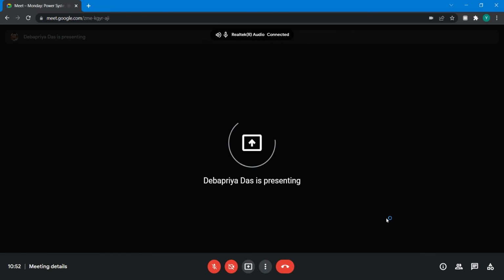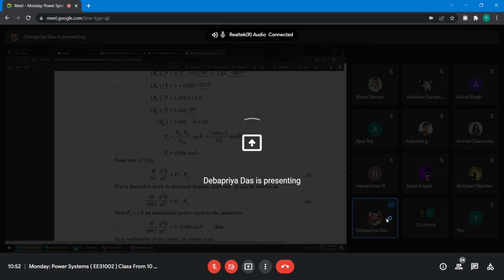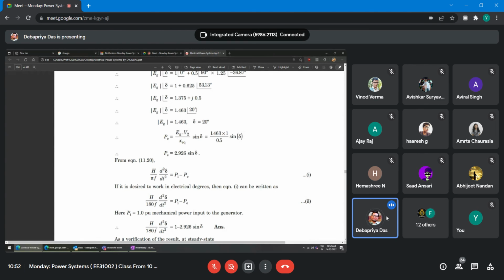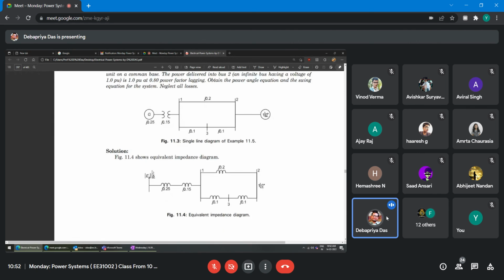That means the magnitude is 1.463 and delta is 20 degree, right? Just to compare, so this is your Eg and this is your delta. Now P is equal to electrical power is equal to Eg into Vt upon Xq, because this voltage is Eg, we know that.